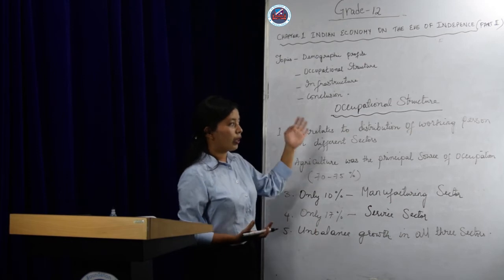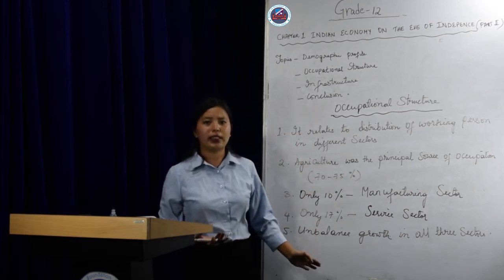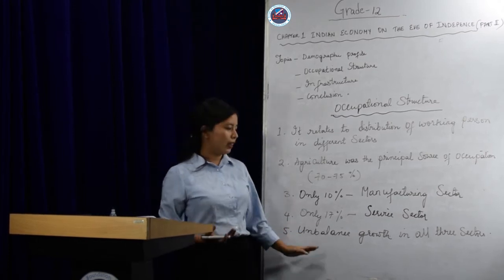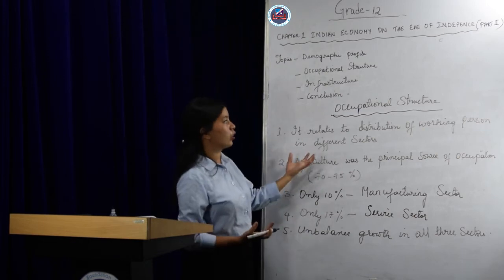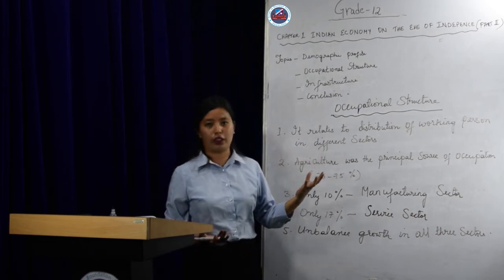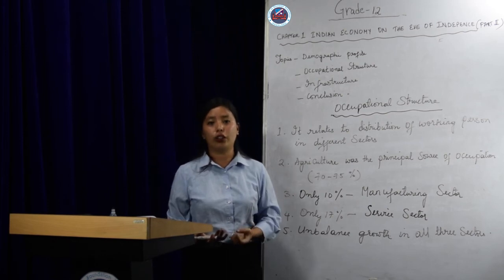So when we look at all these points, we can see that there was an unbalanced growth in all the three sectors. So this was the condition of our occupational structure at the time of independence, that is during the British colonial government.